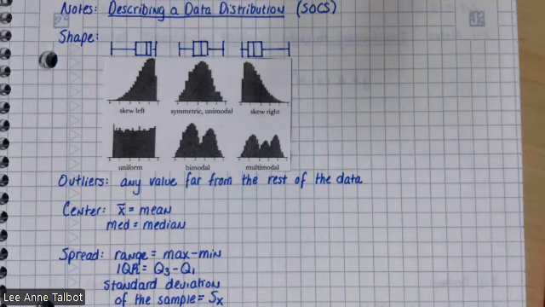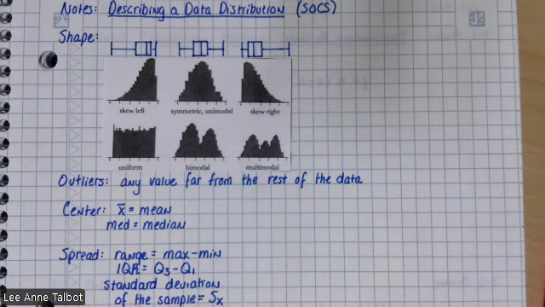And then there's three types of spread that we use: the range, which is max minus min; IQR, the interquartile range, which is quartile 3 minus quartile 1; and the standard deviation of the sample, which is called S sub X, like subscript X. And that comes straight off your calculator. So this is on your calculator, and we just have to subtract a couple of them.